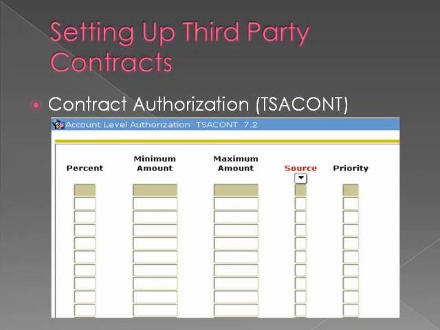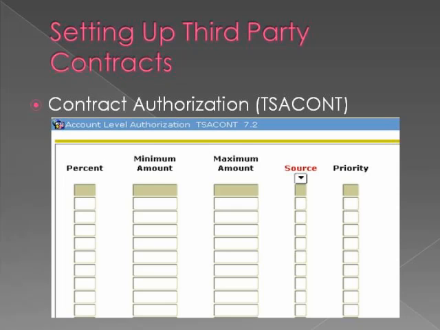Okay, if I were going to set up the account level authorization, this is what the screen would look like for that type of authorization. I would enter a percent, a minimum amount, a maximum amount, and a source. This is more of a blanket type authorization where I can just enter a percent and then whatever amount I want to allow that contract to pay.